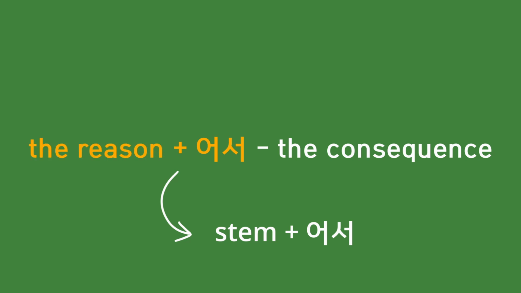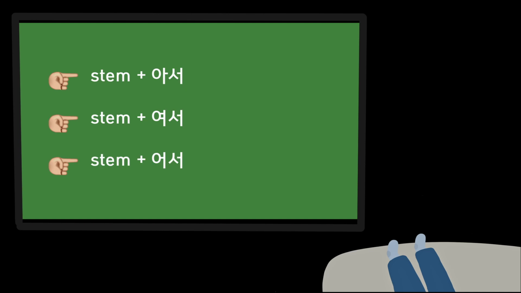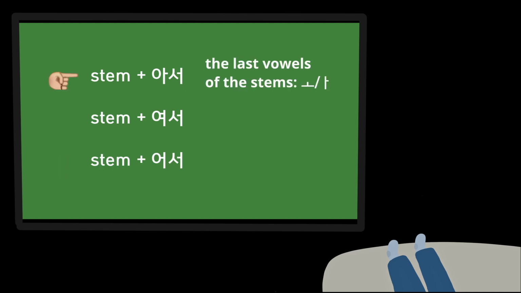Let's review the grammar of 아서, 여서, 어서. I'll explain how to conjugate. Basically, it's the same with the rule of conjugation of verbs. Following the three groups, you need to add 아서, 여서, 어서. You can add 아서 when the last vowels of the stem are 오 or 아. Add 여서 when verbs end with 하다. And you can add 어서 for all other verbs.